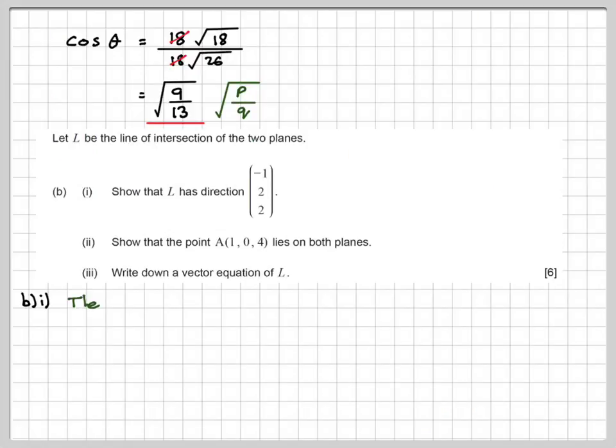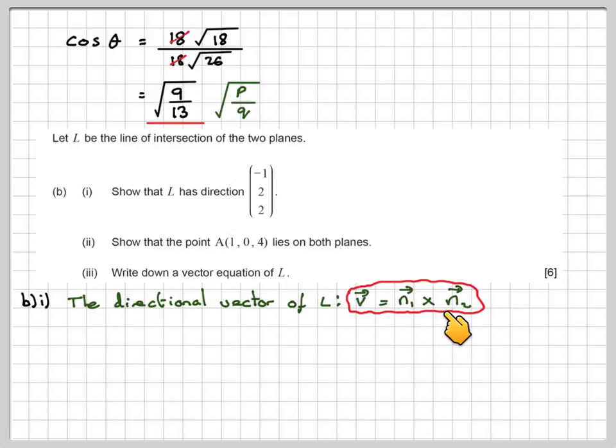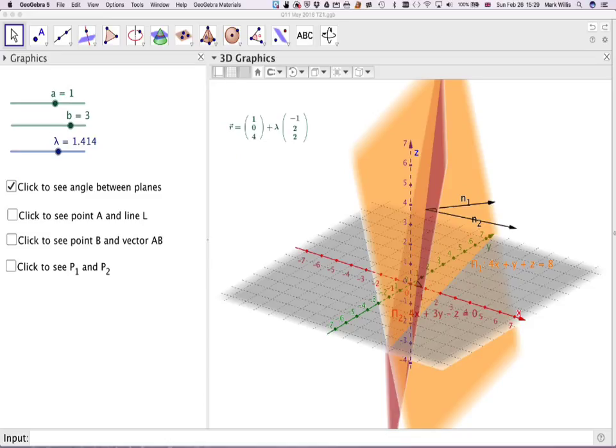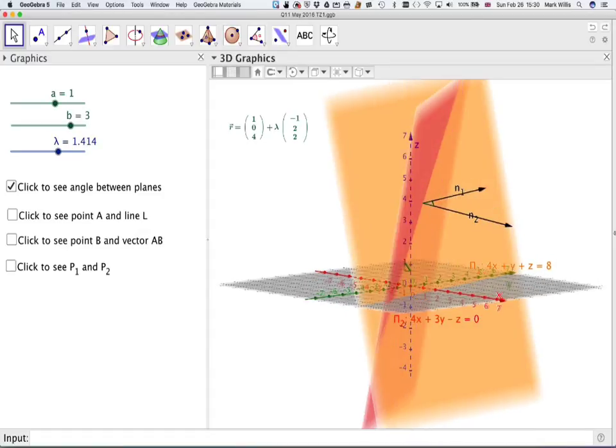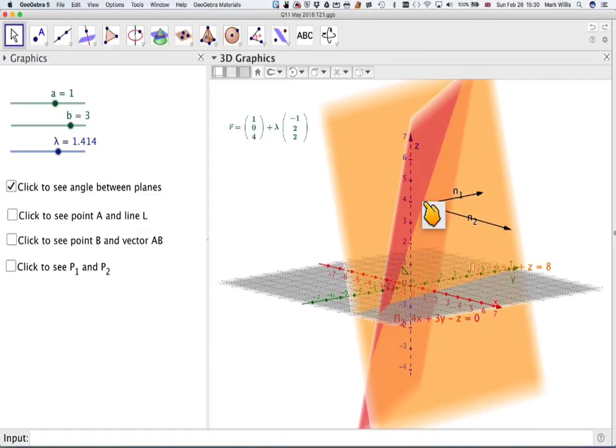Okay, so now the directional vector of L is the cross product of N1 and N2. What that gives you is a vector which is perpendicular to these two, which is along the line of the intersection.